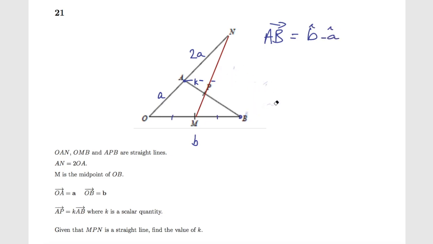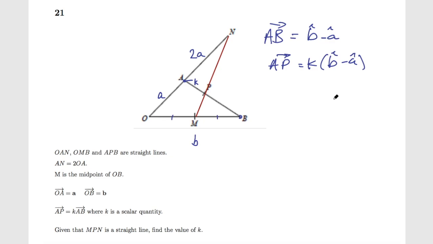And then therefore we know that AP is K lots of AB, so AP can be written as K multiplied by B minus A. Okay, so we've related K to the two vectors we're given. That's a good start.